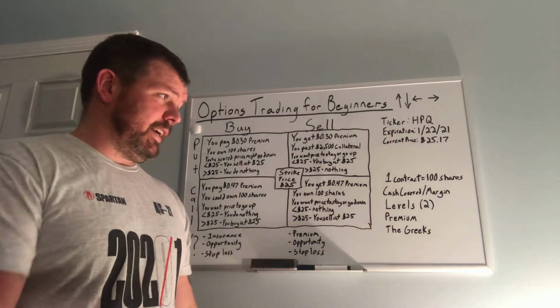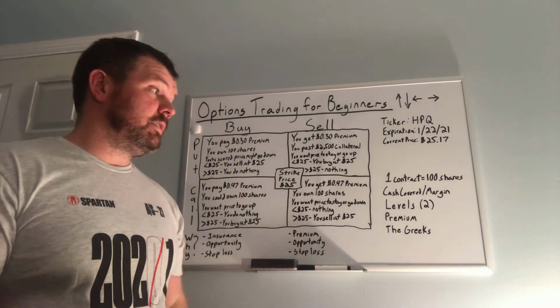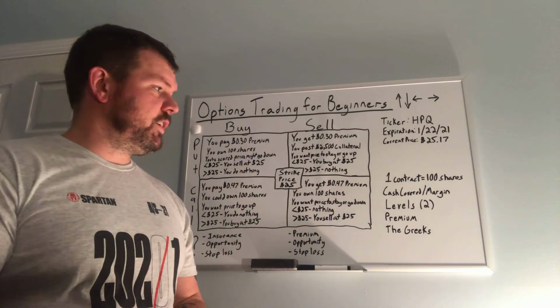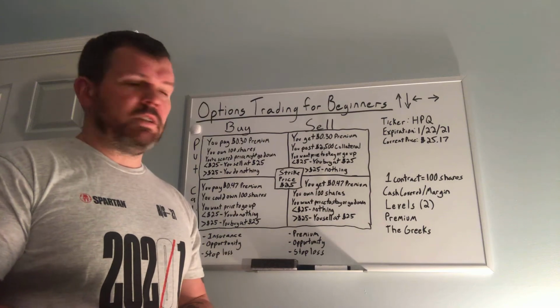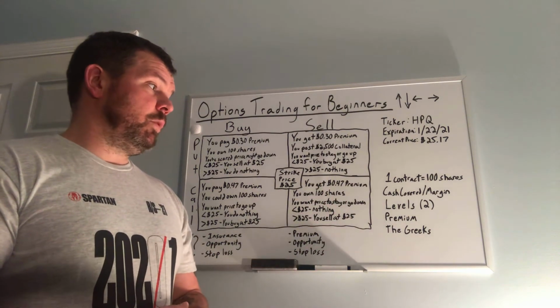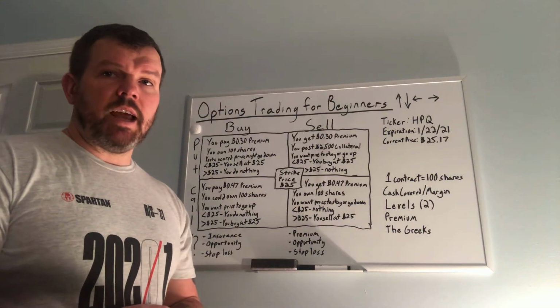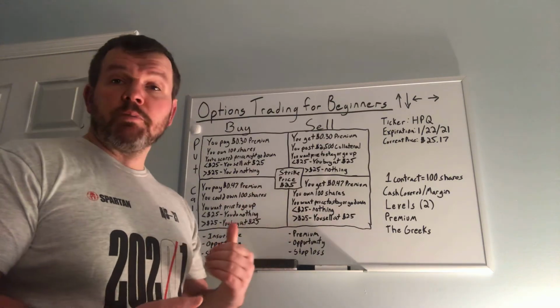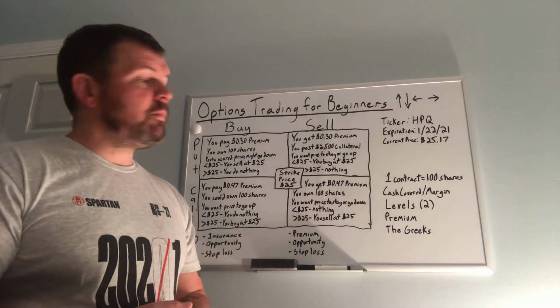Levels, like I said, you have to apply to use options on the brokerage. But you'd want level 2, which is the basics. The premium, which we kind of spoke of, very important. It's basically the point of the transactions. As the buyer, you want the lowest premium. As the seller, you want the highest premium.